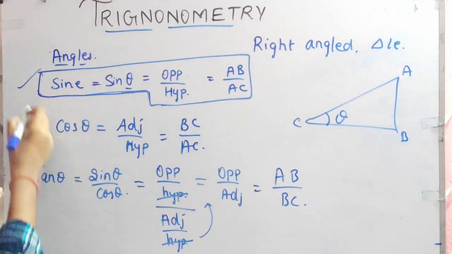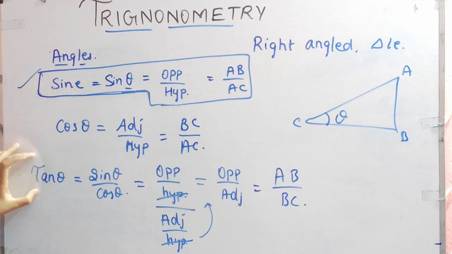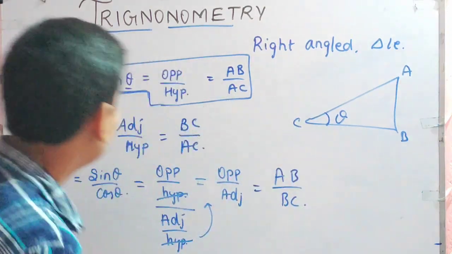This is about the 3 important ones. Now if you remember sine theta, you can remember cos theta and tan theta. Now once you get these 3, you can also remember the other 3. How? Let us see.